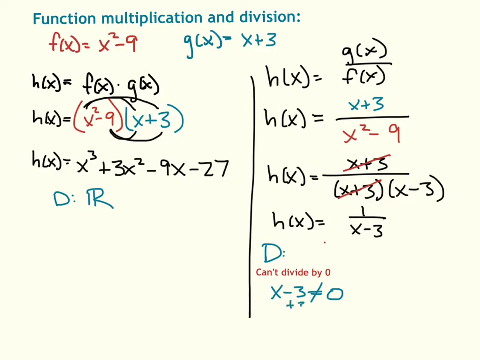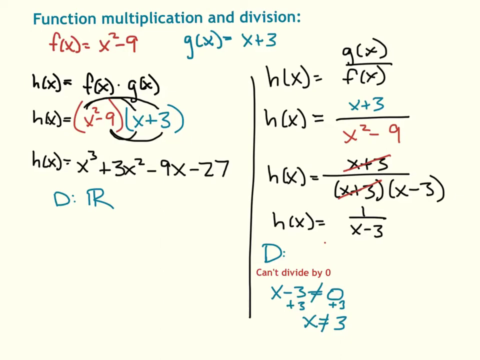So if I add 3 to both sides, what number can x not be? 3. X cannot be equal to 3, because if I plug in a 3, I'll get 1 over 3 minus 3, 1 over 0, and that's undefined. And there you have what's called an asymptote. It's like just a line in the graph where the function can't touch it.